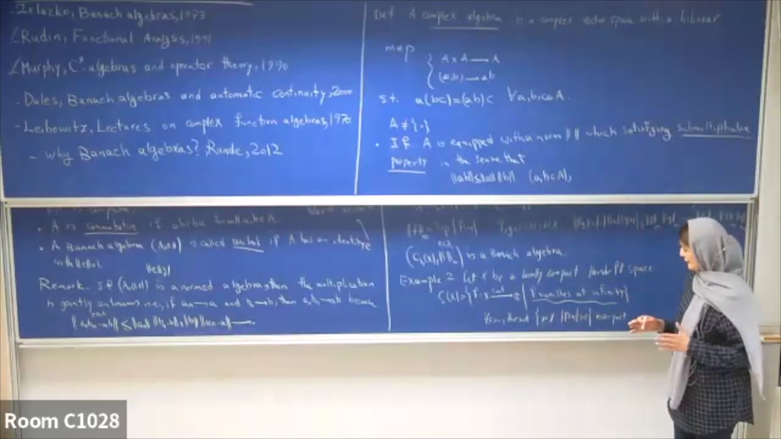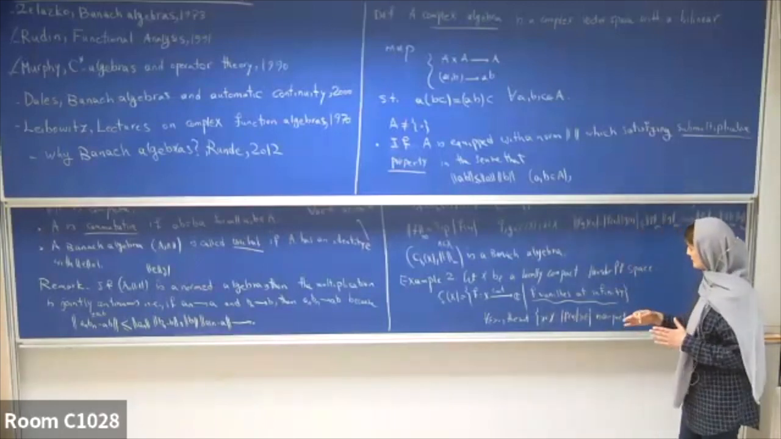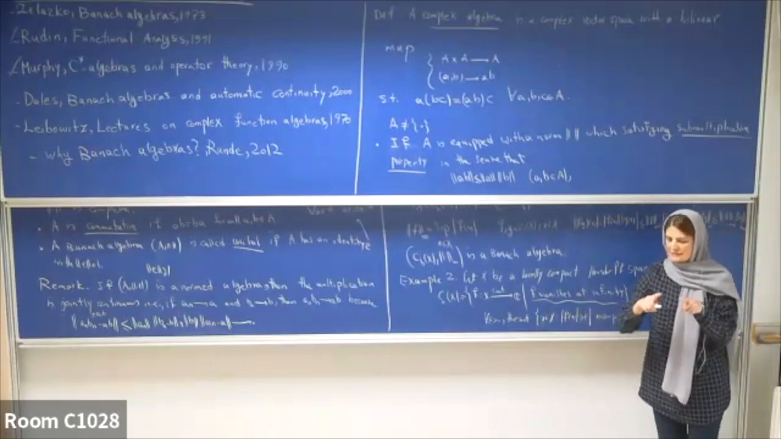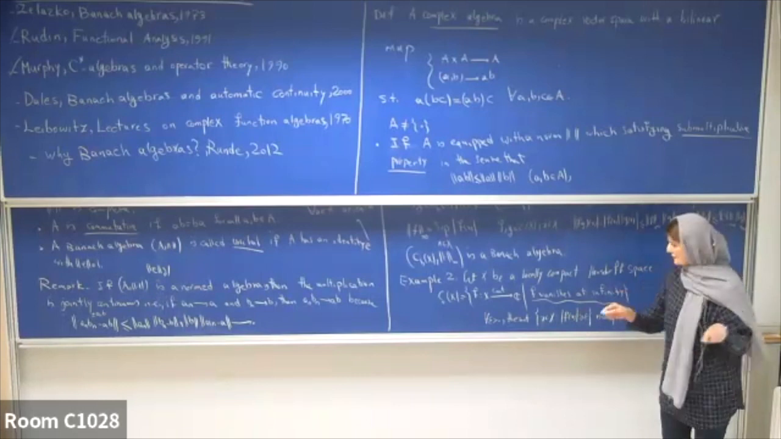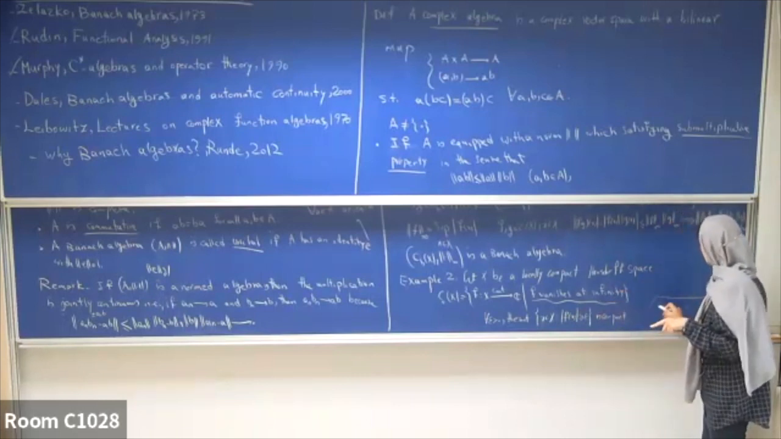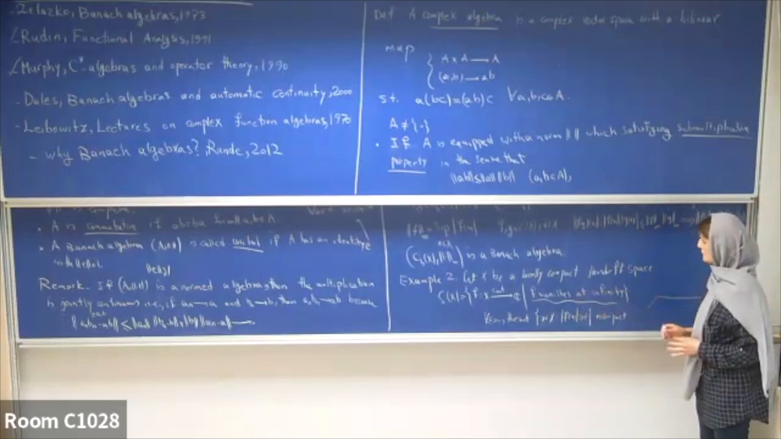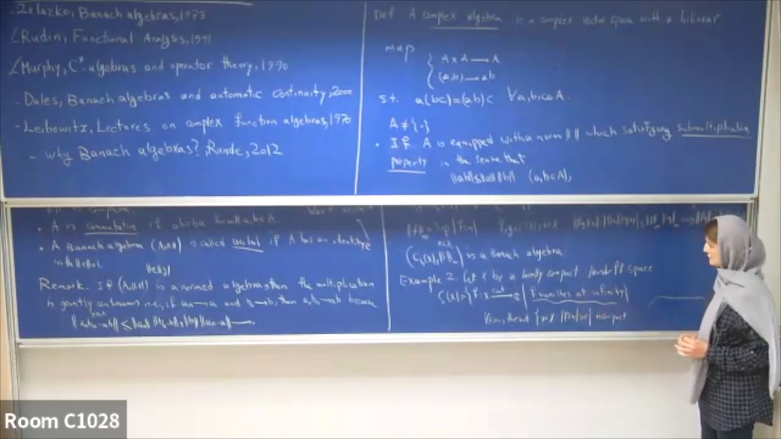So it shows that at infinity, the function goes to 0. It means that for each epsilon, there is a compact set, and outside this compact set, f is small. So it means that f approaches 0 at infinity.